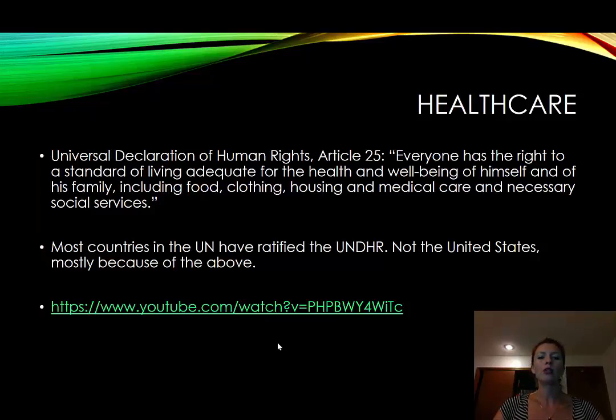government. Now, in the Universal Declaration of Human Rights, Article 25, here's the quote: "Everyone has the right to a standard of living adequate for the health and well-being of himself and of his family, including food, clothing, housing, and medical care, and necessary social services."